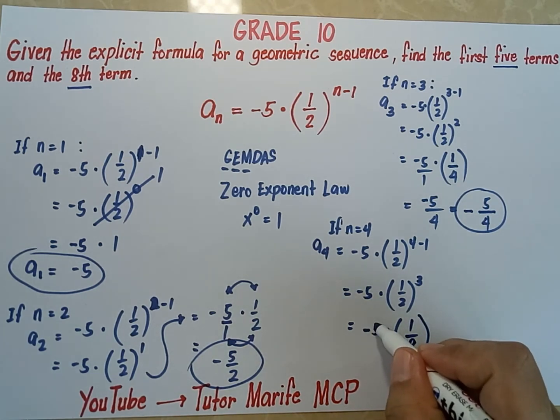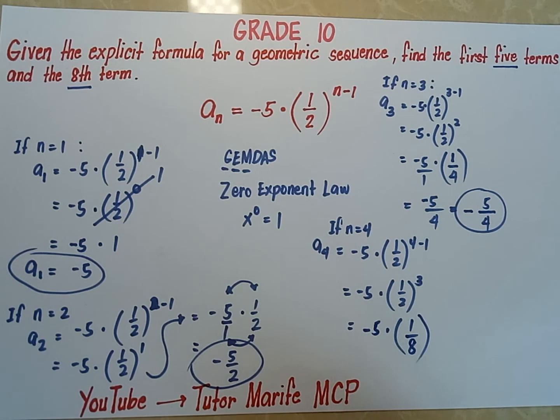Multiplied by negative 5. Again, negative 5 is the same as negative 5 over 1. Numerator times numerator is negative 5. Denominator times denominator is 8. Finalize the sign of your answer. Negative sa gitna, ka-level ng fraction bar, then fraction 5/8. This is your fourth term.